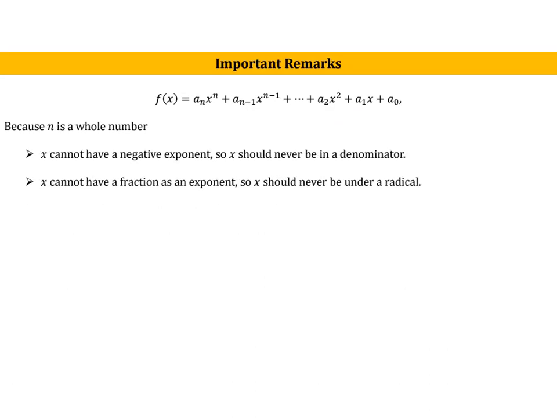Now, because our exponents have to be whole numbers, our exponent can never be negative, so we will never see our variable in the denominator. Likewise, x cannot have a fractional exponent, and therefore we cannot see x under a radical.